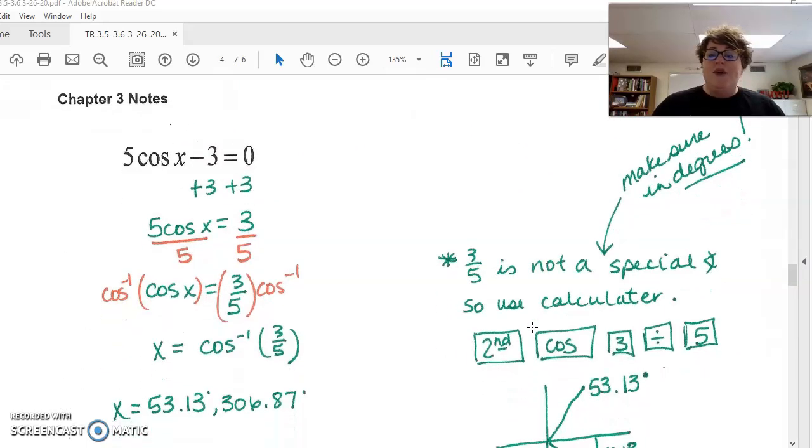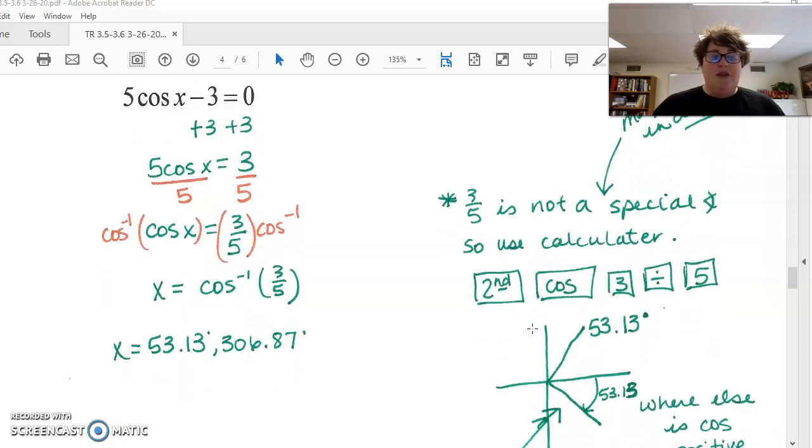Now, this one is one that is not a special angle, so this is one where we will use our calculators. Make sure your calculators are in degrees because that's what we want our solution to come out as. So again, isolate your trig function on one side, everything else on the other side. When you take the inverse cosine of 3 over 5 in your calculator, push your second button, then your cosine button, and then 3 divided by 5, and then enter. And that should get you 53.13 degrees.